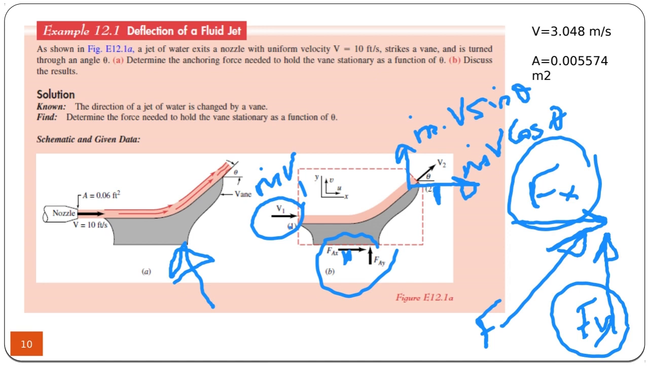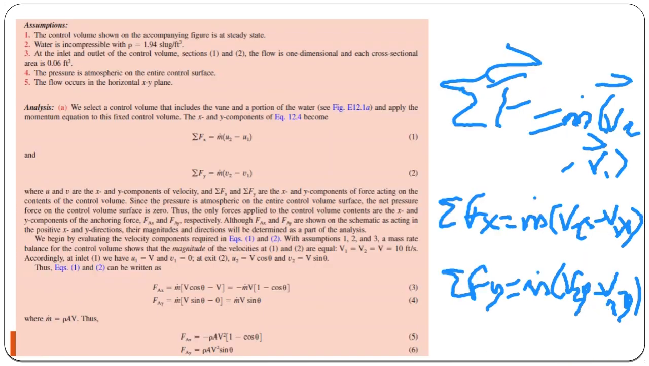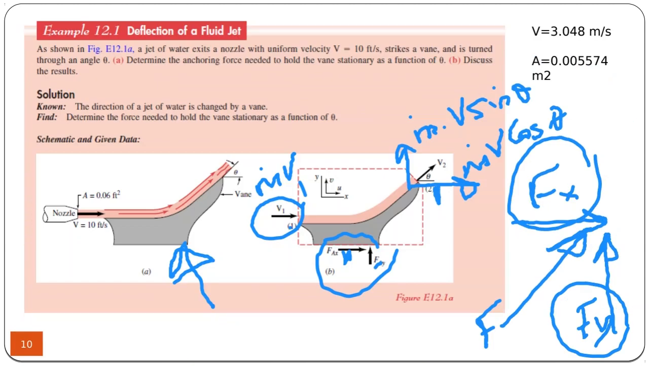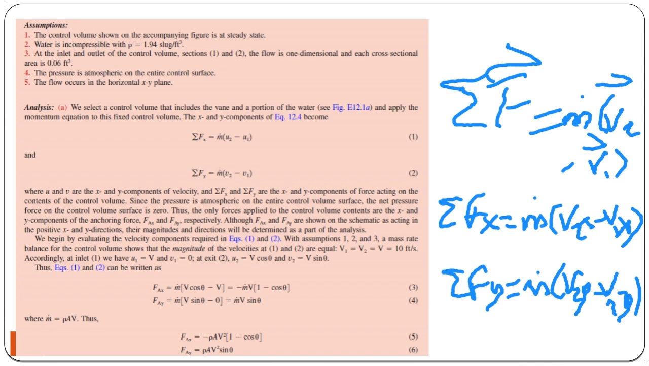So we will just write the forces in x direction and y direction. The x direction force is m dot times v cosine theta minus v, which can be written as minus m dot v1 minus cosine theta. And y direction force can be written as m dot v sine theta, this and that one. So if we rearrange the formulas, the x direction reaction force must be this, and y direction reaction force must be that.